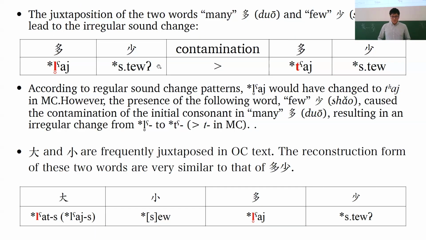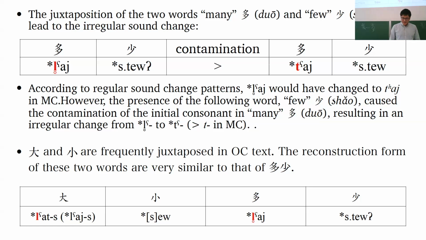So this is kind of my hunch, but this juxtaposition of the two words, duo and shao, might cause the contamination. So I reconstruct the word for duo like versus L, fly, and shao is S.TW, and because they're juxtaposed in many cases, fly was contaminated by shao and changed to T. So this is my idea.